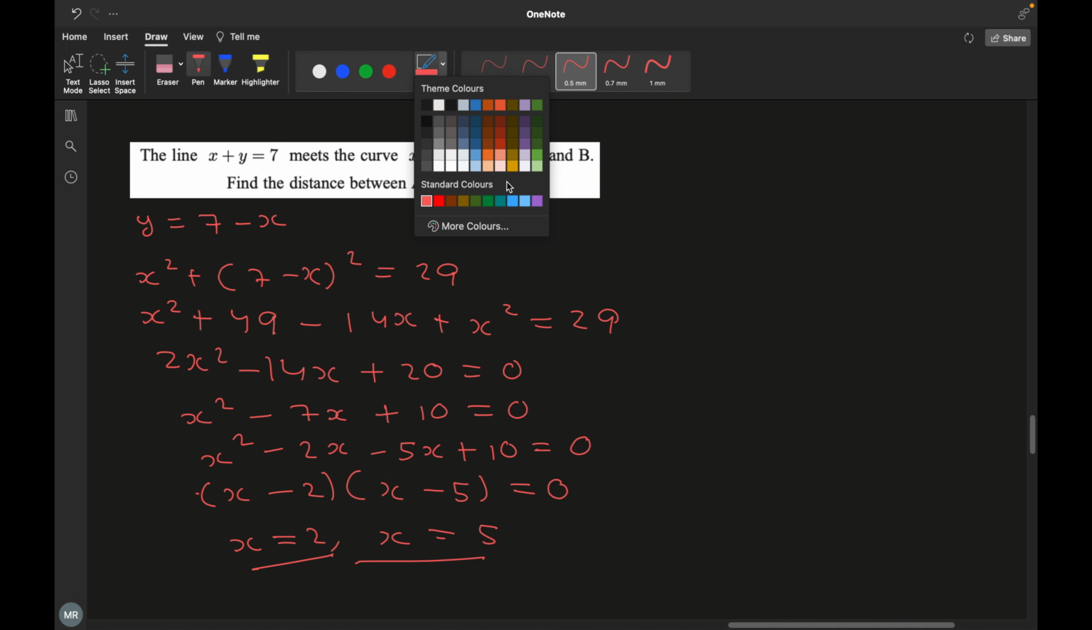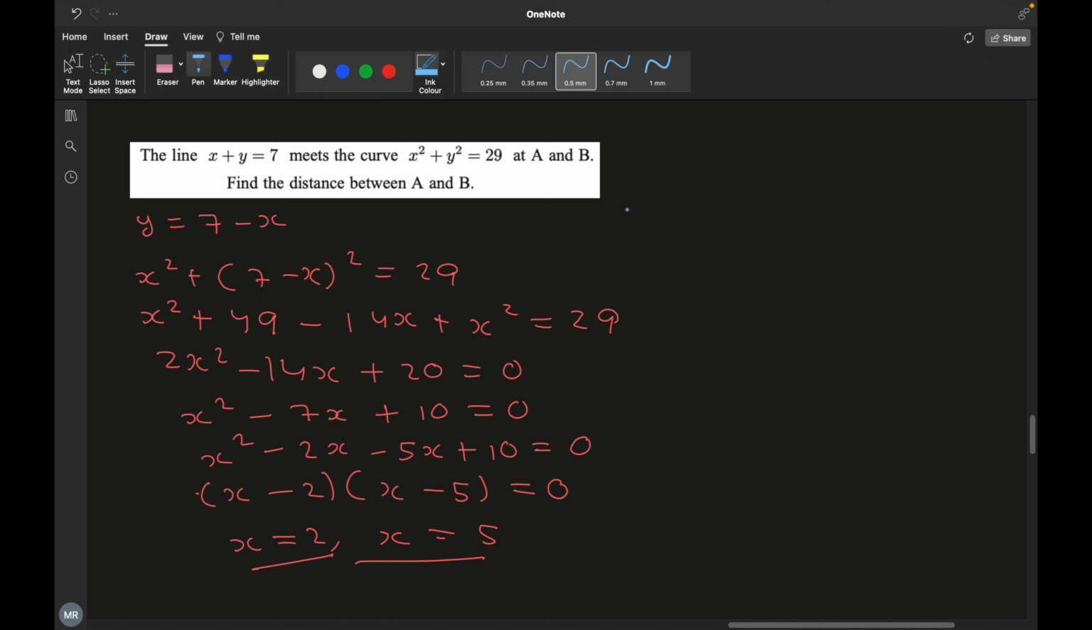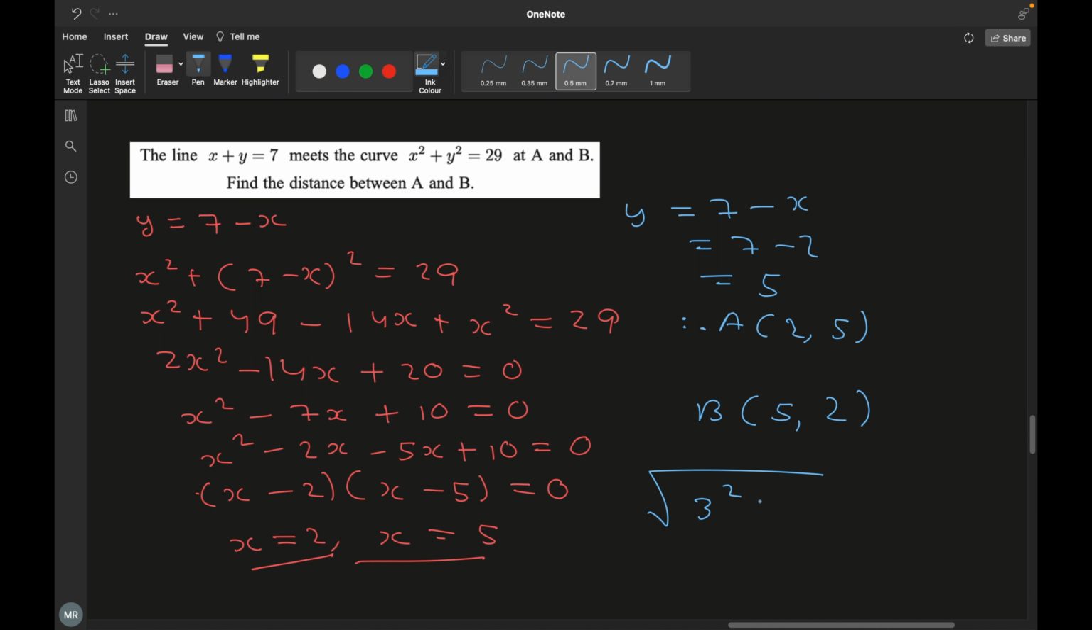And now let's find the value of y. So y equals 7 minus x. So this would be 7 minus 2. This would be 5. So let's say A is 2 comma 5 and B would be 5 comma 2. So therefore the distance between them would be 3 squared plus 3 squared, that is square root of 9 plus 9.